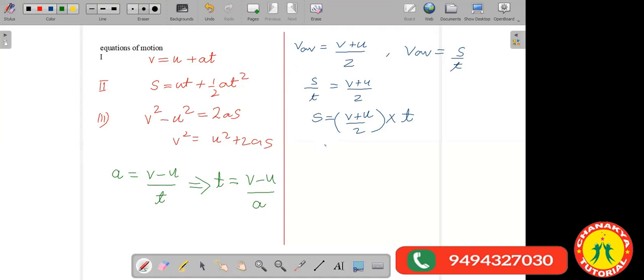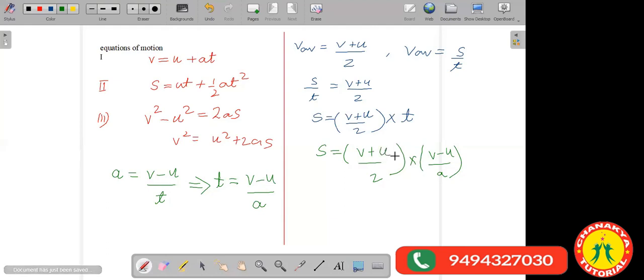So we can put S equals (V plus U) by 2, multiplied with T, and the value of T we write here as (V minus U) by A. So this is the value of T which we get here, and we have used this value.